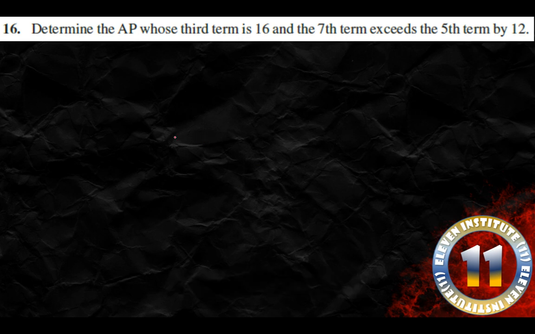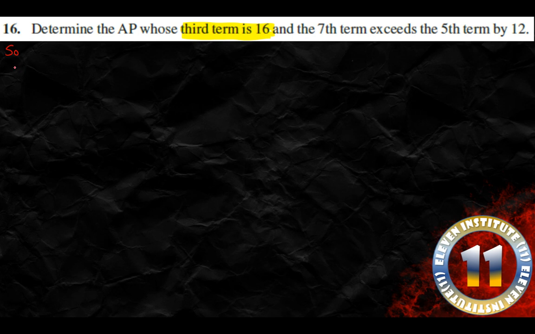So let us check the solution. Determine the arithmetic progression whose third term is 16. Right, so that is the first data that we have. Third term is 16. So we will write this first over here that the third term is 16. So let us write in solution over here.